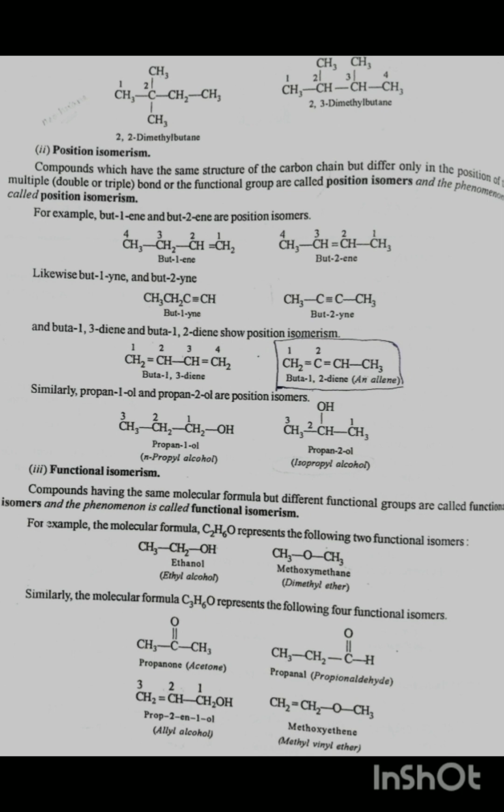Third, functional isomerism. Compounds having the same molecular formula but different functional groups are called functional isomers, and the phenomenon is called functional isomerism. For example, the molecular formula C2H6O represents the following two functional isomers: CH3CH2OH, ethanol, ethyl alcohol, and methoxymethane, dimethyl ether. Similarly, the molecular formula C3H6O represents the following four functional isomers: propanone, which is acetone, propanal, which is propionaldehyde, prop-2-en-1-ol, which is allyl alcohol, and methoxyethene, which is methyl vinyl ether.